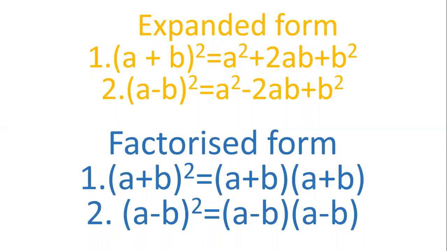Expanded form: (a plus b) whole square is equal to a square plus 2ab plus b square. (a minus b) whole square is equal to a square minus 2ab plus b square. So this is expanded form.